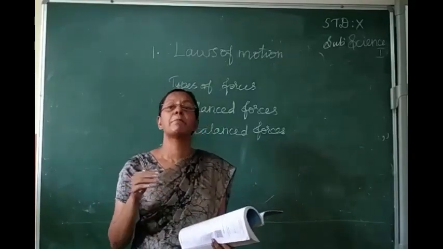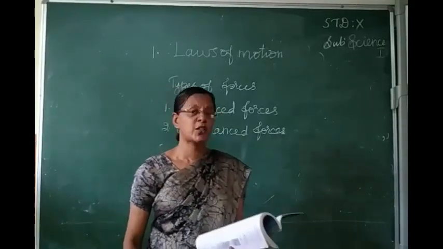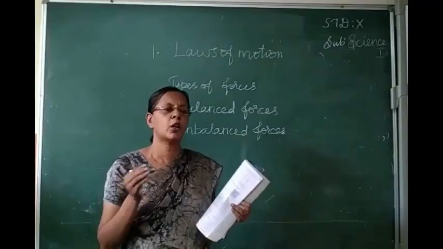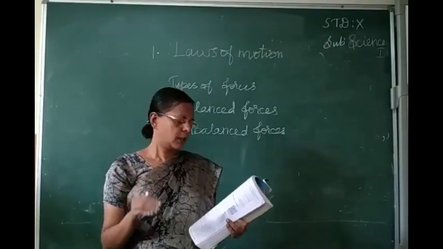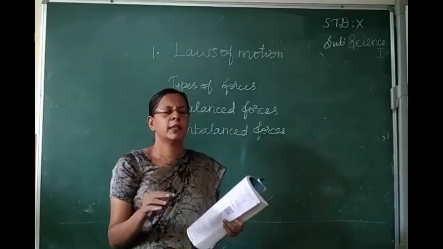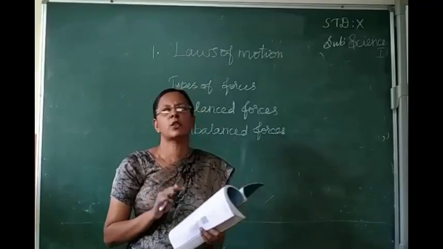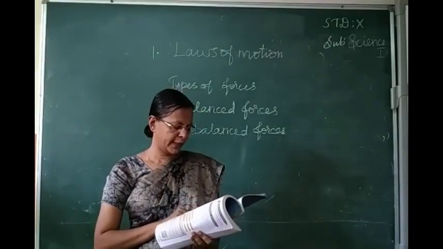Then what are unbalanced forces? For unbalanced forces, the resultant force acting on the object is not equal to 0. It causes the motion of the body. It is producing some motion in the object. That is called unbalanced forces. Okay, children, I think all of you understood and have learned.